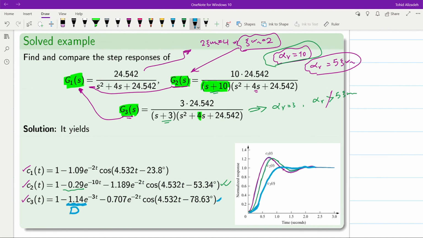So we can see that as the additional pole moves closer and closer to the origin, the effect of the additional pole becomes more and more. It changes the step response of the system more as it moves towards the origin and it gets closer to the complex poles. So these are what we have considered.